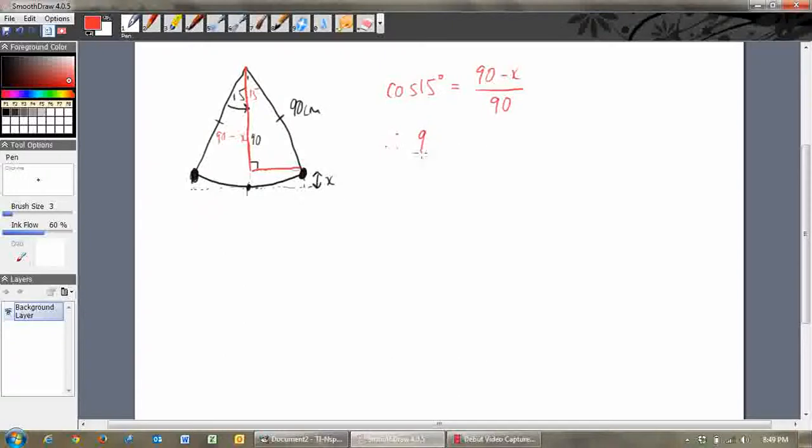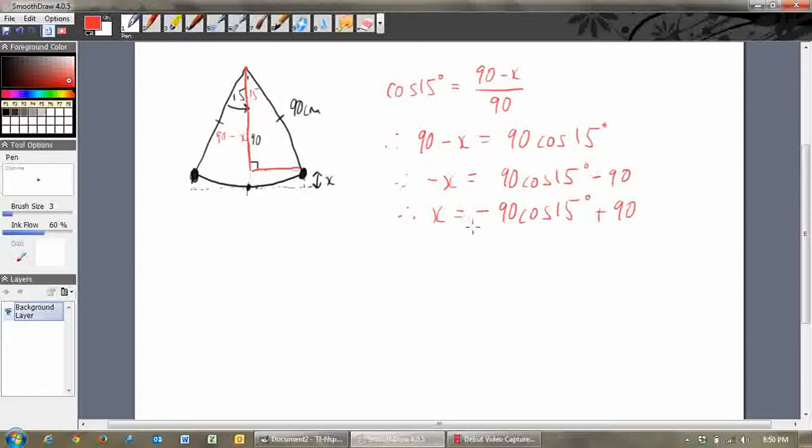Okay, so times both sides by 90, and you get 90 minus x equals 90 cos 15. Therefore, I'll subtract 90 from both sides, so I'll get negative x equals 90 cos 15 degrees minus 90. And now that I've done that, I'll just times by negative 1, so x equals negative 90 cos 15 plus 90. Okay, so there we go. That's what x will be equal to. Let's just shove that into our calculators.